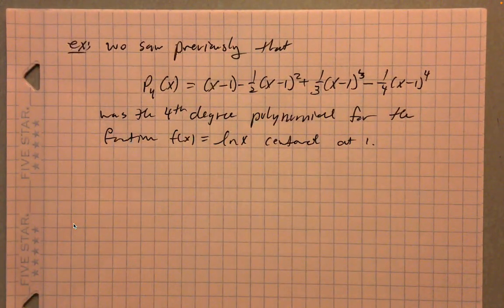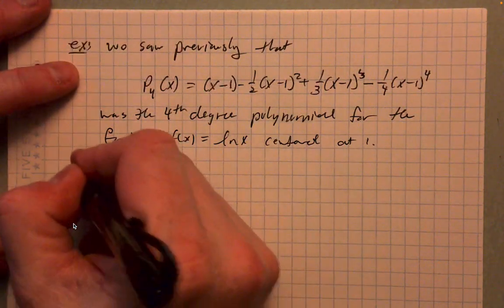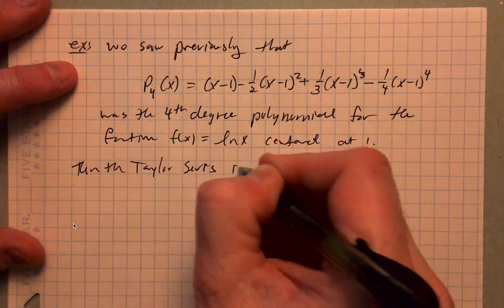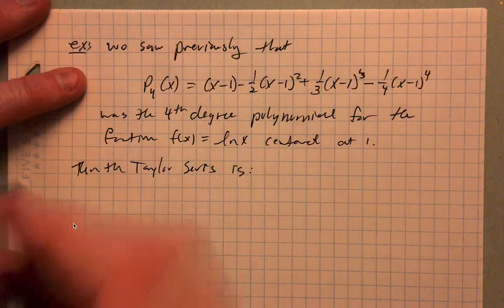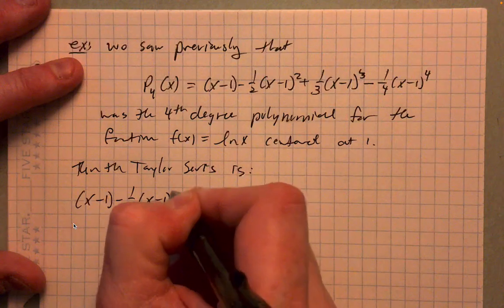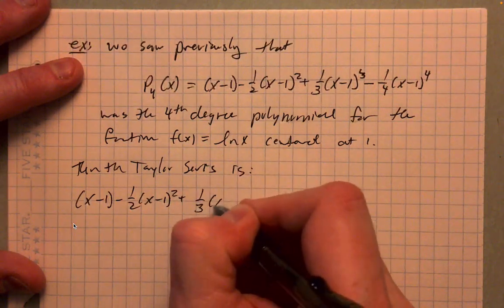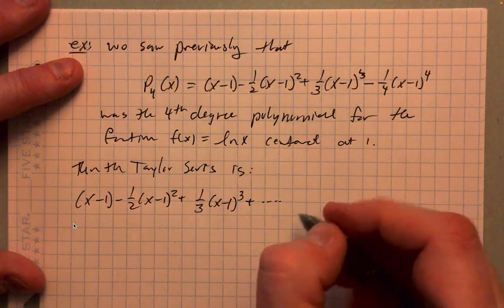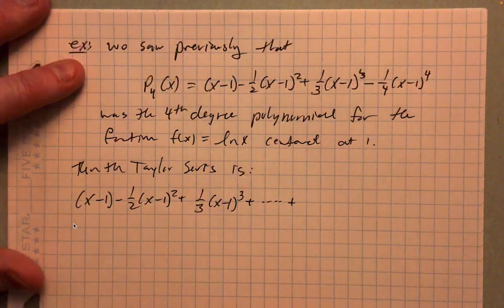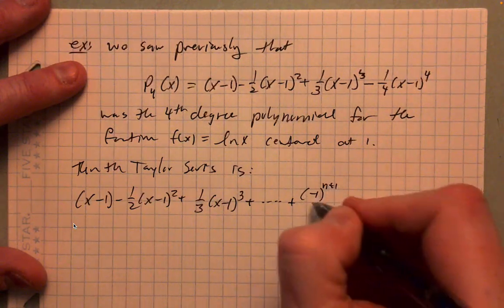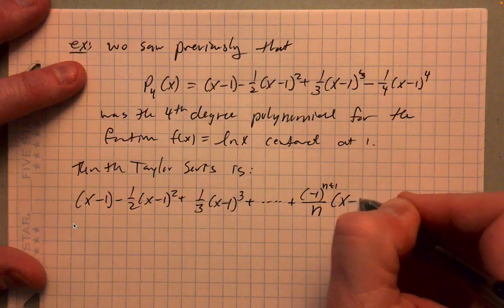Then the Taylor series that we can base on this is going to be, let's write it out, x minus 1 minus a half x minus 1 squared plus a third x minus 1 to the third power plus dot dot dot plus, now there's this alternating piece in it, so there's the negative 1, and it looks like it should be an n plus 1 on that over n, and then it's just x minus 1 to the n.